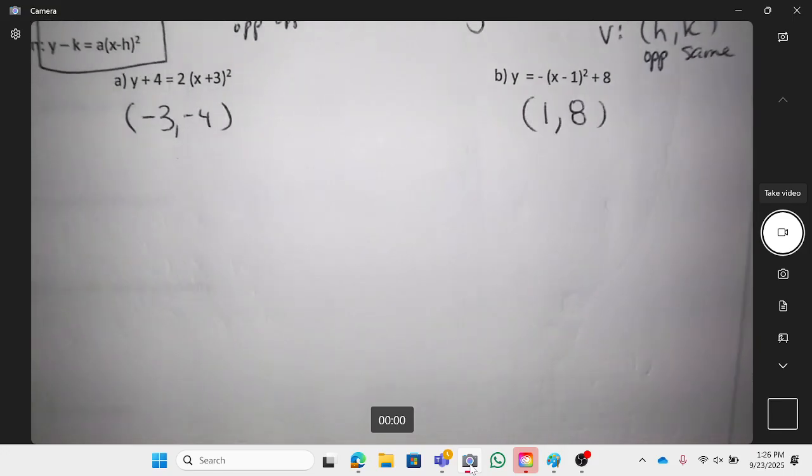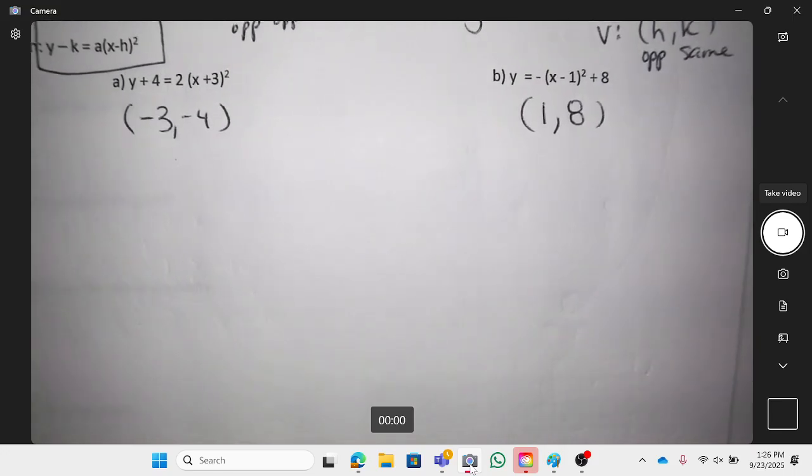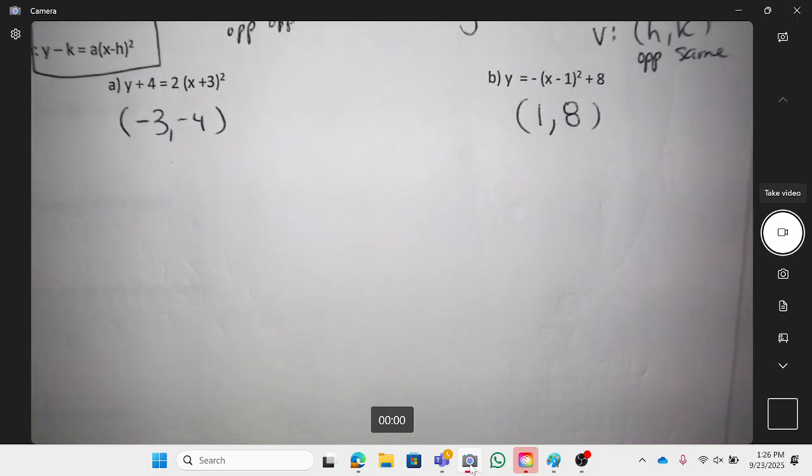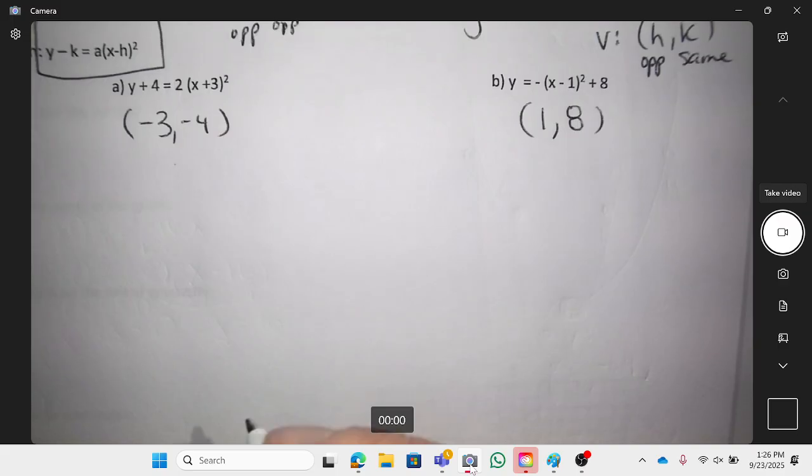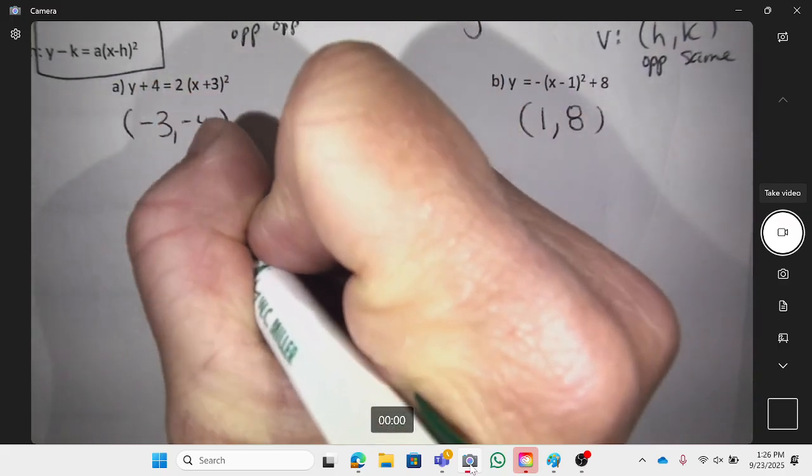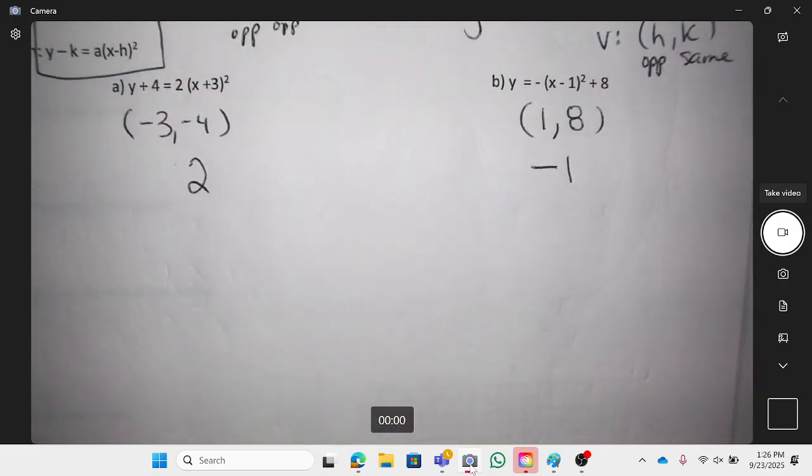Okay, next, slope. It's the multiplier. So write down the next thing. What's the slope value, the multiplier value, the change of our pattern? Did you tell me? 2 and -1. Give yourself check marks if you're getting these right.